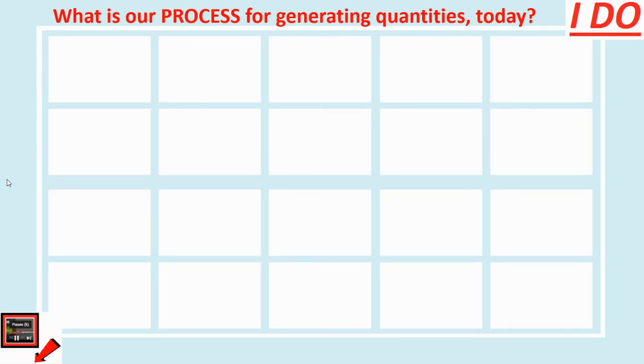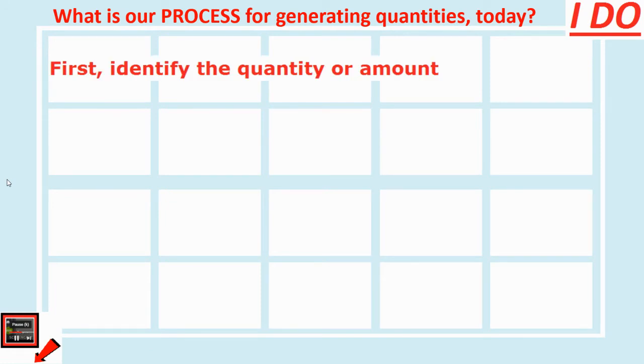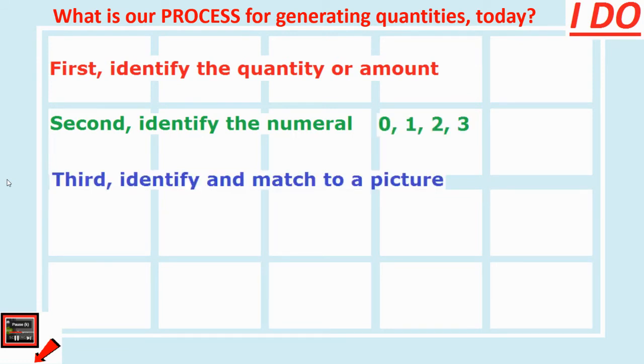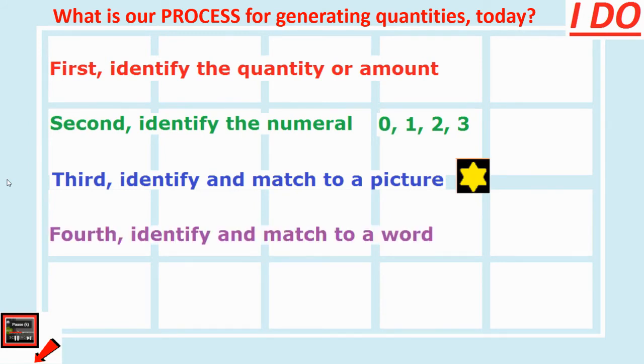So let's go ahead and go through our process, how we go about generating those quantities, okay? First, we're going to identify the quantity or amount. Second, we're going to identify the numeral or the number. Third, we're going to identify and match to a picture. And then fourth, we're going to identify and match to the word.